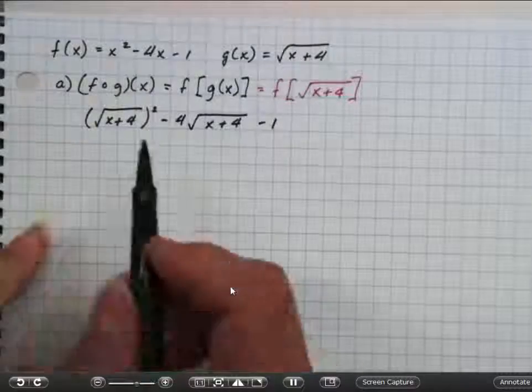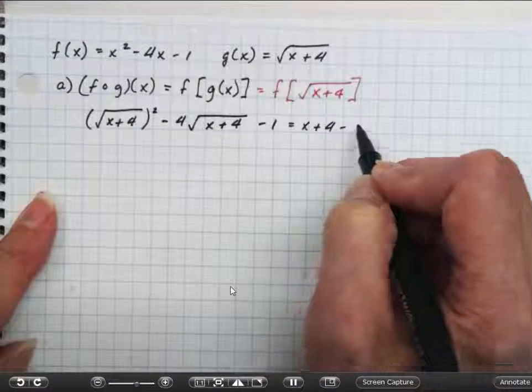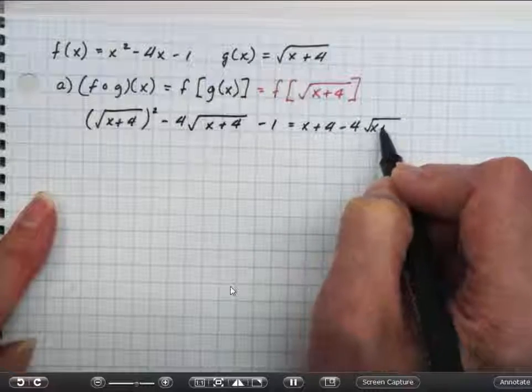Okay, the square root of x plus 4 squared is x plus 4. Then I have minus 4. And I have the square root of x plus 4. And then I have minus 1.